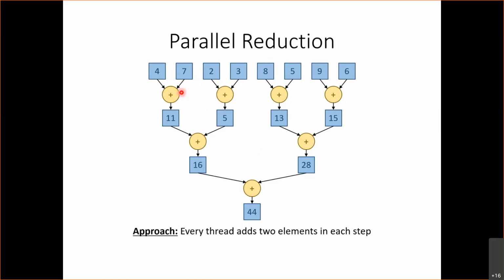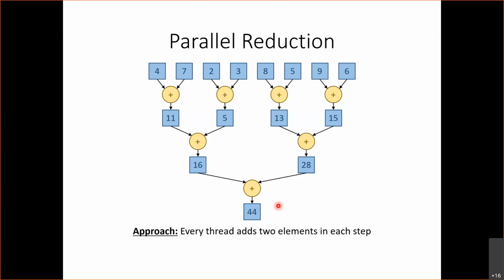Okay, so you'll notice that every thread adds 2 elements at each step. So if I have n elements, how many steps would I need to reduce them in parallel in this way? Logarithm. We use log. Right, it's going to be logarithmic, exactly, because I start with n elements, and then I have n over 2 partial sums, and then I have n over 4 partial sums, and then n over 8, and then I keep going until I'm done. So I divide by 2 every time.